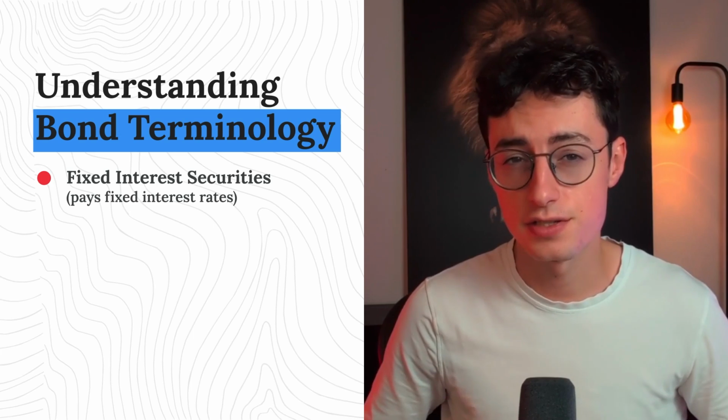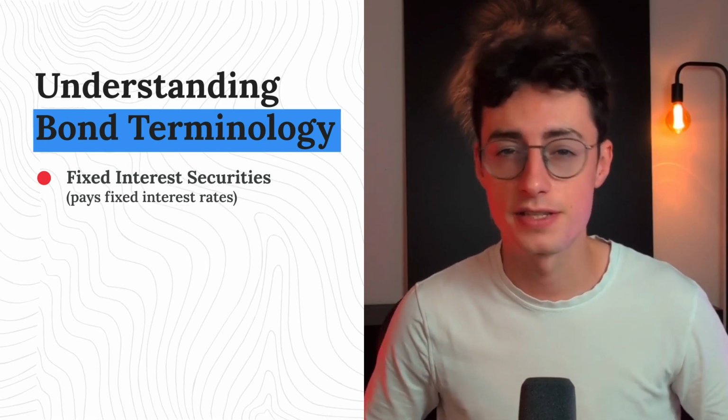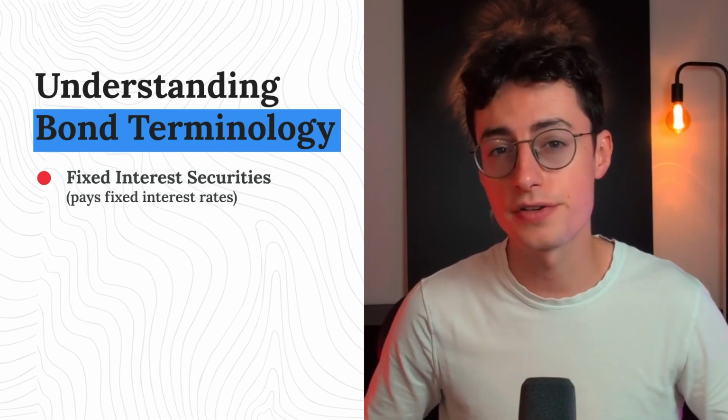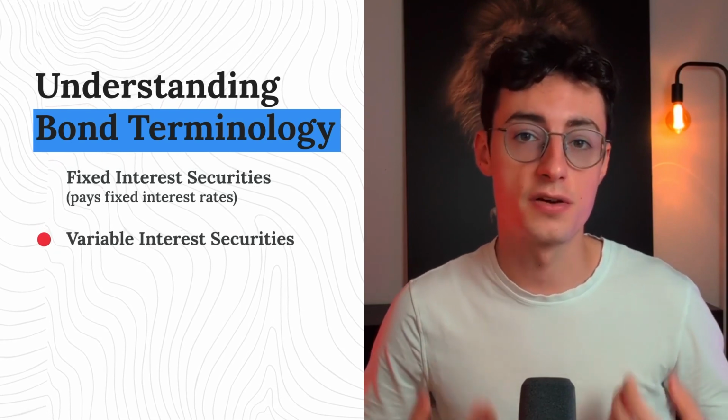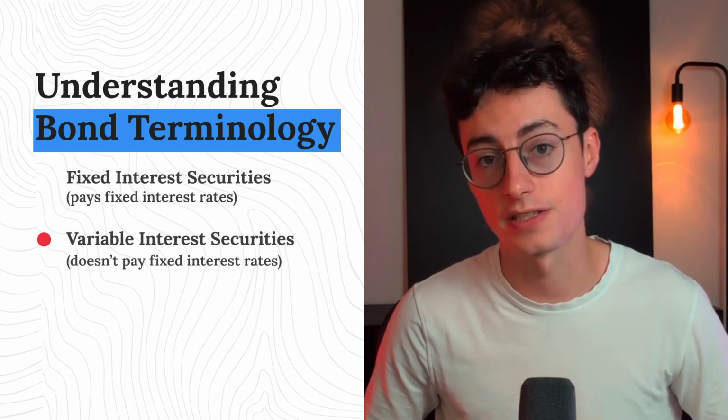To understand what a bond is, we first need to clarify the terminology. Bonds are also often described as fixed interest securities. This means a security that pays a fixed interest rate at regular intervals. However, this isn't always accurate because there are also variable interest bonds, such as those linked to inflation, which don't pay a fixed interest rate.